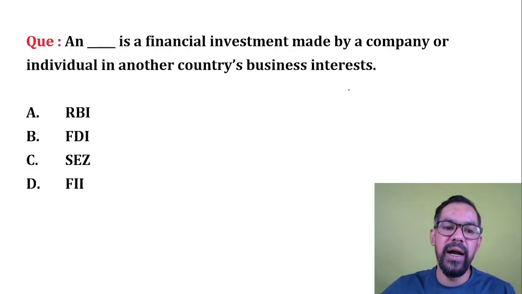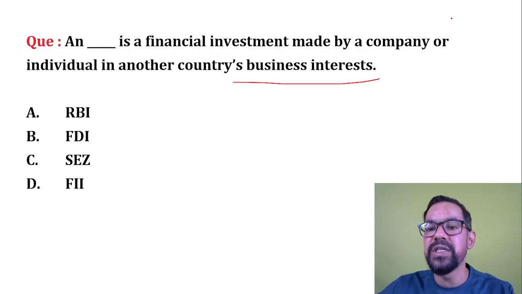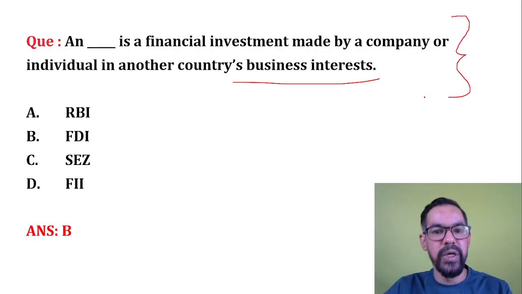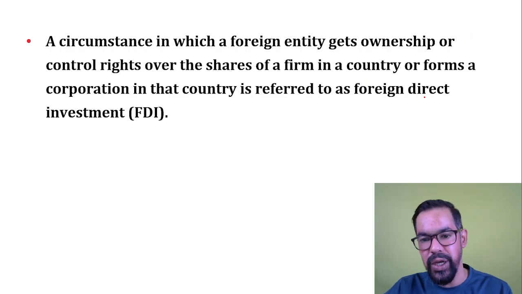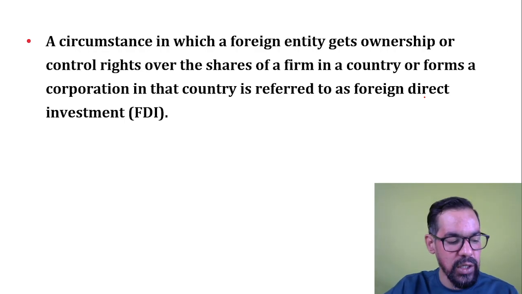Next one: dash is a financial investment made by a company or individual in other countries' business interest. Business interest means basically they are investing in the productive capacities, so it will be known as foreign direct investment. Okay, I hope now these differences or cases are clear to each and everyone.